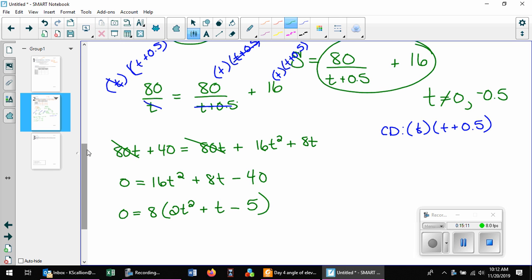So, go again. The first 80 over T, T gets taken out, the time is 0.5. Are you on this one? No, the first one, look. So I did 80 times T is 80T, 80 times a half is 40. The other 16T would be.